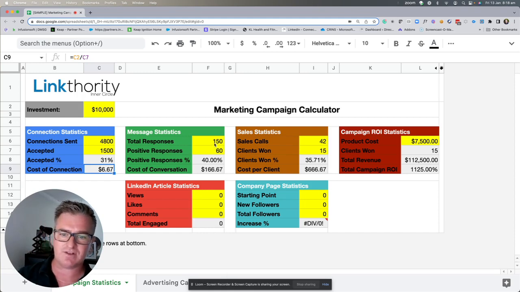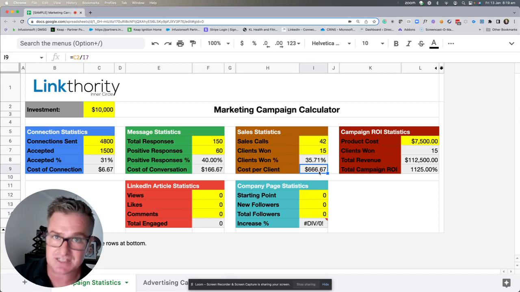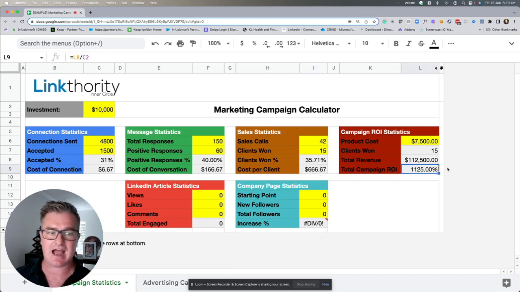Furthermore, if we now overlay that back into the responses, it's costing us $166 for the cost of conversation. If we look at that in the sales statistics, it's costing us $666.67 to acquire a new client. From that, what we're seeing here is that ROI is essentially 1,100% return on investment. So we've put $1 in and we've got that return.